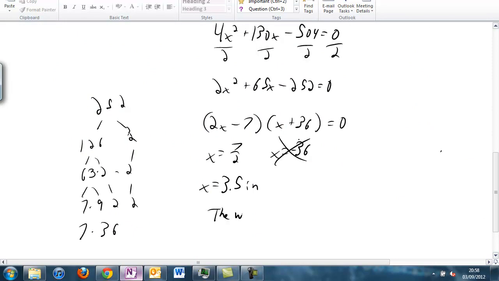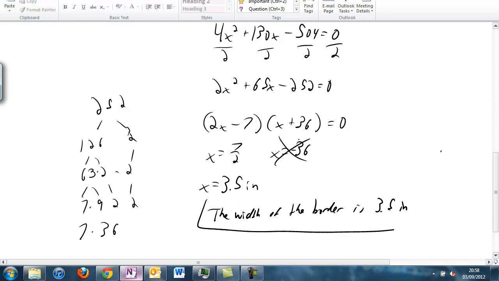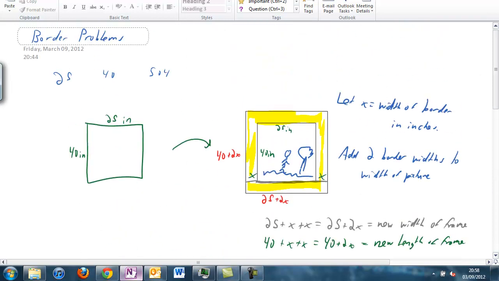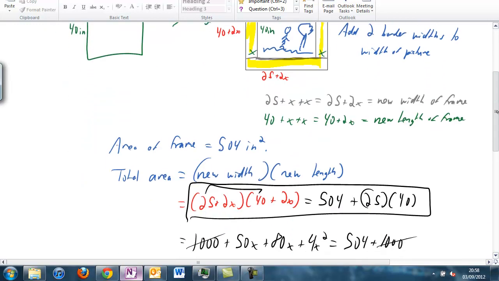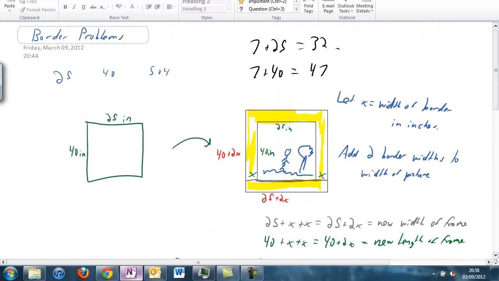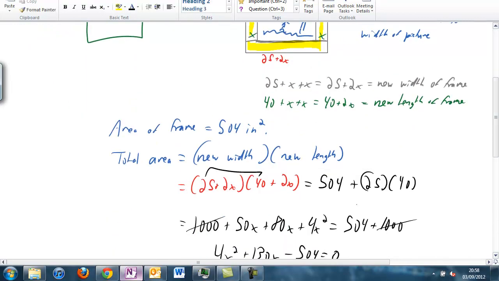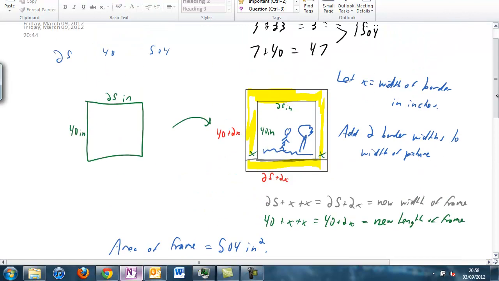So the width of the border is 3.5 inches. Does my answer make sense? Let's go back up to the problem. Adding 3.5 inches to all sides means that basically I'm adding 7 to the width and I'm adding 7 to the length, making my new width 32 and my new length 47. Multiply those out and I should get 1,504, which would be the 1,000 right here plus the 504. So that works.